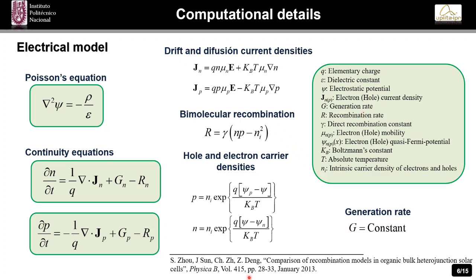In the literature, recombination in organic semiconductors has been extensively studied with different proposals. Here, the recombination rate was modeled considering bimolecular recombination with a direct recombination constant. The current densities were defined with the Maxwell-Boltzmann distribution. Generation rate is a function of position and represents the absorption of sunlight in the active layer. However, for simplicity, we take it as constant. The full system was solved in 2 dimensions and considered a steady state.